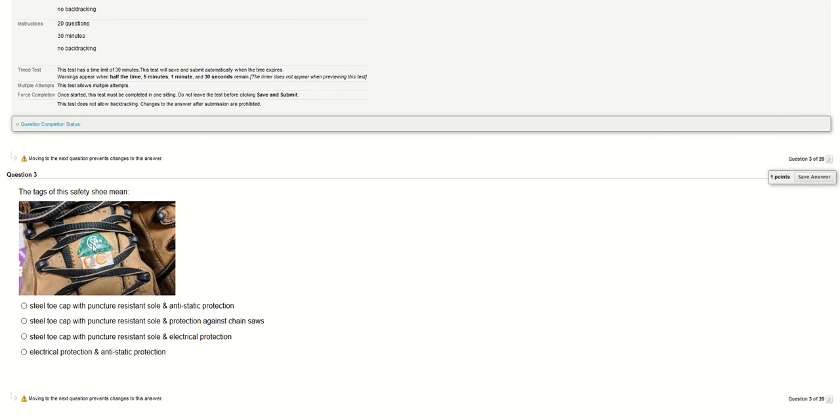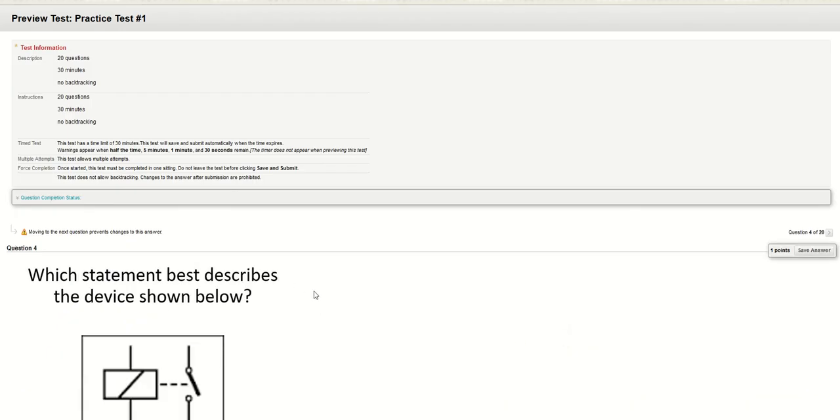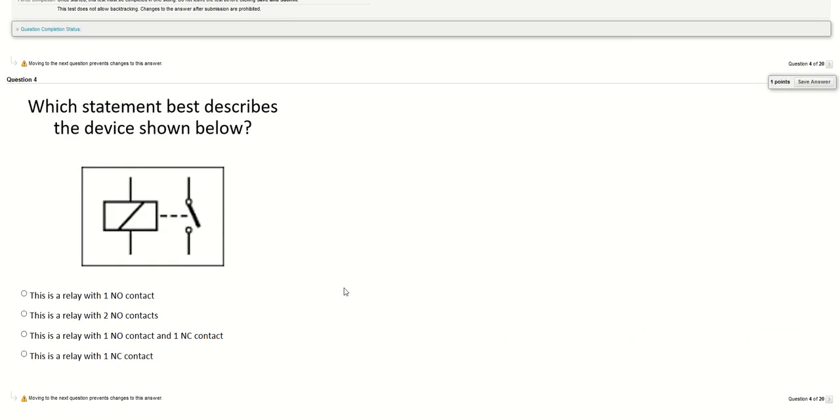Tags on the safety shoe mean, so the green triangle, white square, that means puncture resistant sole, steel toe cap with puncture resistant sole, and electrical protection. That's the correct answer for that one. Which statement best describes the devices shown below? This is a relay with one normally open contact. So that's your coil, that's your contact. That contact is normally open. That is the correct answer.